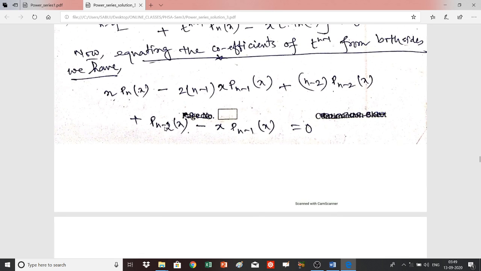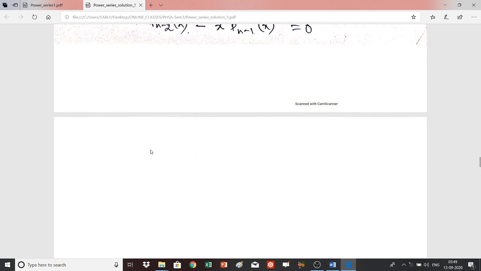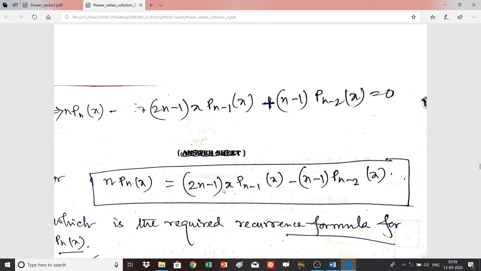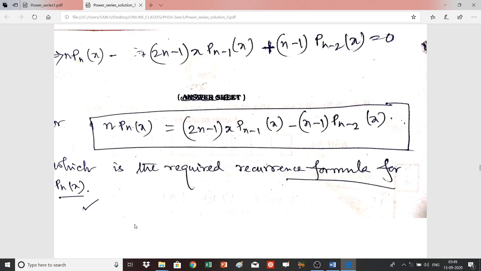And then for the terms p to n minus 2, here pn minus 2 and here pn minus 2. So it is n minus 2 and 1 will come from here, so n minus 1 into pn minus 2. So it is written here n minus 1 into pn minus 2 x is equal to 0. So finally we get the relation n pn is equal to 2n minus 1 x pn minus 1 x minus n minus 1 pn minus 2 into x, which is the recurrence formula for pn.